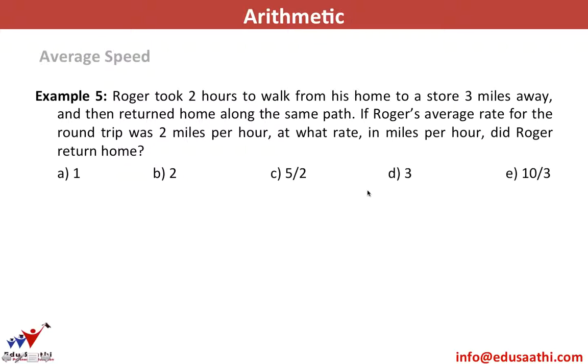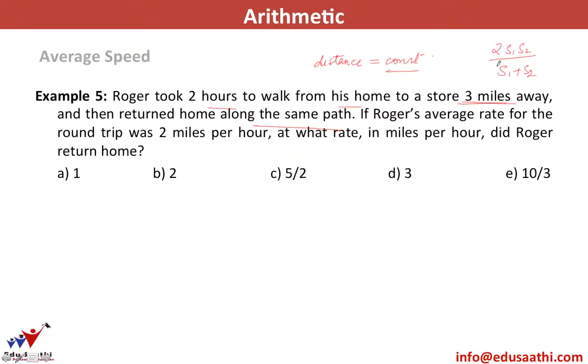Let's look at some of the questions for average speed. Roger took 2 hours to walk from his home to a store 3 miles away and then returned home along the same path. So what are we talking about? We are talking about the case where distance is constant. Now if you remember, the formula would be 2s1s2 over s1 plus s2.